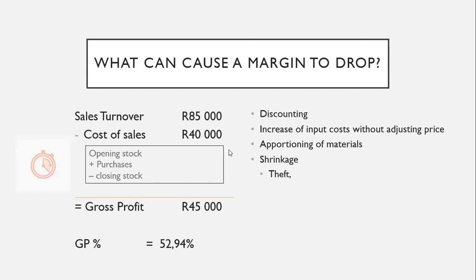Also, if your input costs increase and you don't adjust your price. And then if you don't apportion your materials properly, so if you use X amount of tape or filler or screws, you must make sure that you do it per job. And then if there's any shrinkage, people steal, any waste or breakages or admin errors, that will cause your margin to drop, because these things all affect turnover and cost of sales.